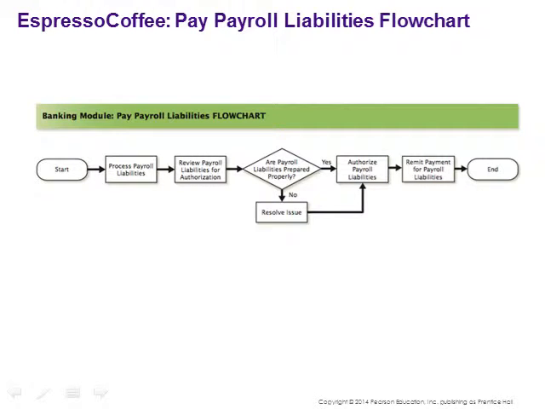So the payroll liabilities flowchart is comprised of 5 activities, which include process payroll liabilities, review payroll liabilities for authorization, resolve an issue if one exists, authorize the payroll liabilities, and then remit payment for payroll liabilities. So think about what this would look like before we move on to the next slide, which is the BPMN of this. But you can understand how we would expect there to be a more complicated or detailed presentation of this process. And so we'll move on to that slide now.